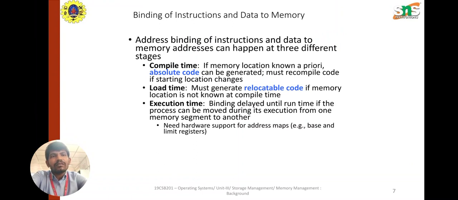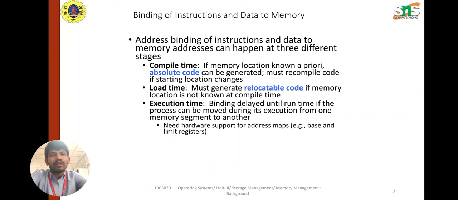Address binding of instructions and data to memory addresses can happen at three different stages: compile time, load time, and execution time. In compile time, if the memory location is known a priori, absolute code can be generated, and the code must be recompiled if the starting location changes. In load time, it must generate relocatable code.